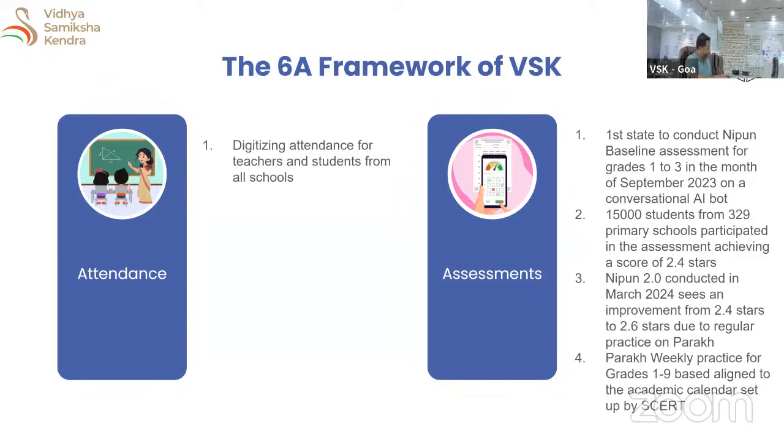Sorry about that. So as I was saying, attendance is digital attendance for teachers and students. Under assessments, we have your weekly practice quiz, which your students are answering. It's from grades 1 to 9. And twice a year, we have the Nipun assessments, which is a foundational assessment for grades 1, 2, and 3. Last year, it happened in September. This year, the continuation happened in the month of March. For this fresh academic year, we will have one tentatively in October or November. The dates will be communicated to you via WhatsApp as well as via a circular.